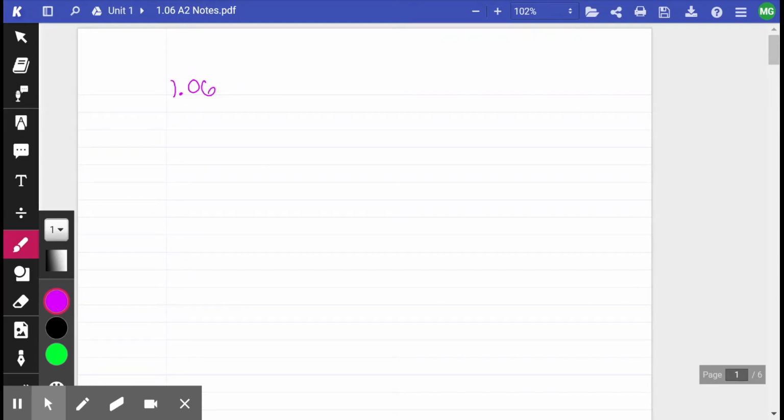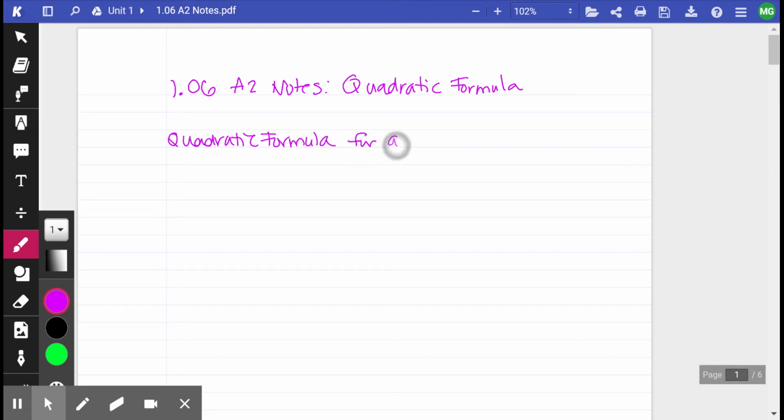We are on 1.06 Algebra 2 Notes today, and we're talking about the quadratic formula. Hopefully you guys remember the quadratic formula from algebra. You may have seen it a little bit in geometry as well. But it's a formula that you should already have memorized, and if you don't, you need to memorize it now. We use it to solve equations.